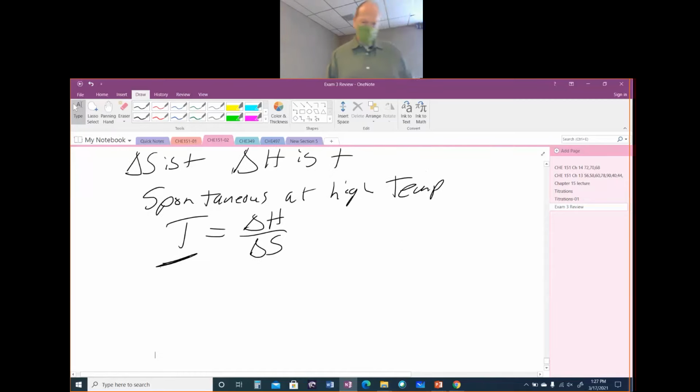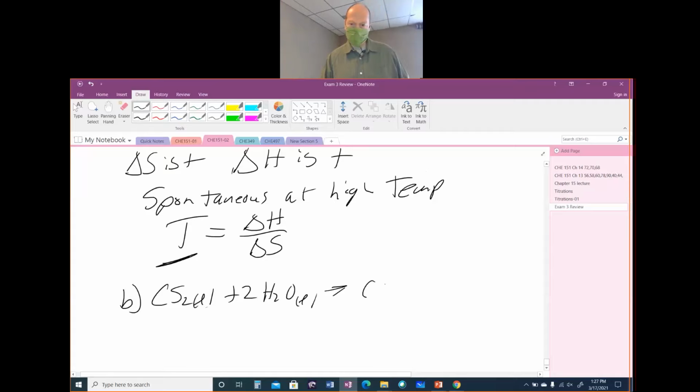All right, part B. You have your CS2 liquid plus 2 H2O liquid going to CO2 gas and 2 H2S gas. All right, so we have 0 gases going to 3 gases. We know delta S is going to be positive. We are definitely going to more disorder.